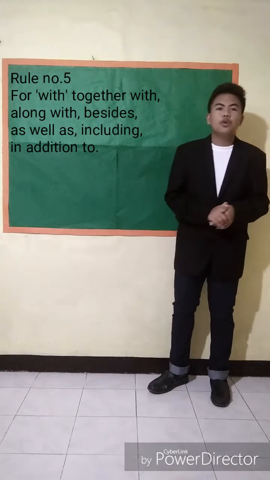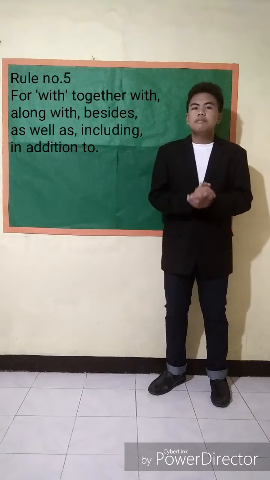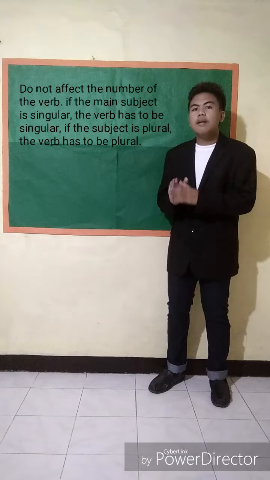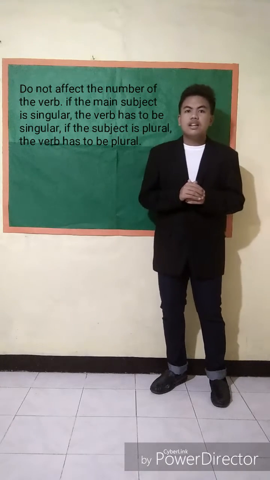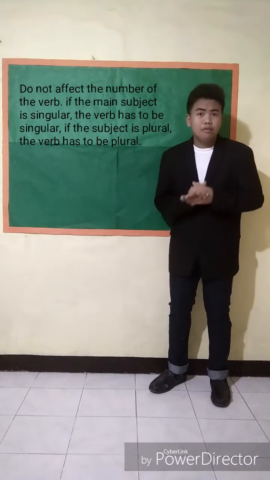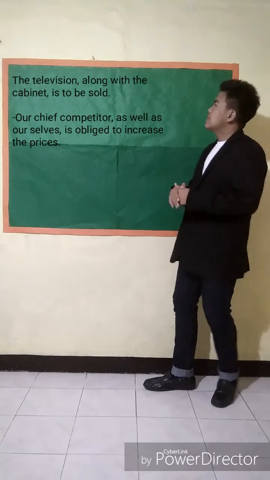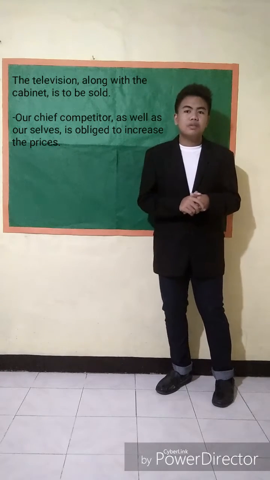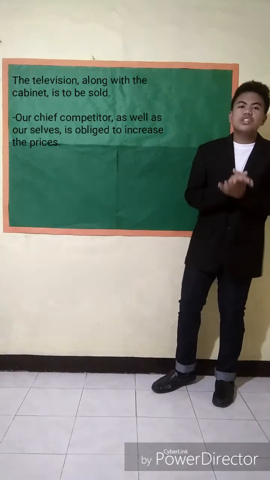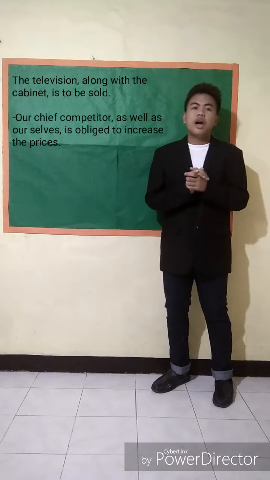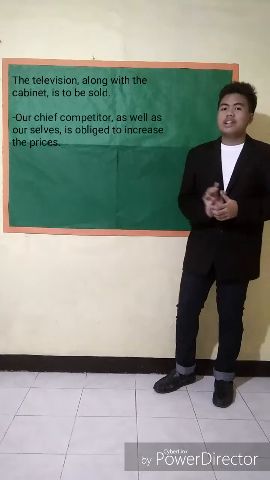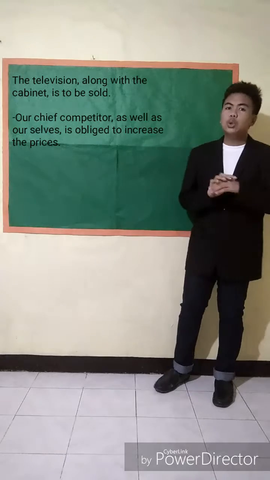On rule number 5, phrases like together with, along with, besides, as well as, including, and in addition to do not affect the number of the verb. If the main subject is singular, the verb has to be singular. If the subject is plural, the verb has to be plural. Example, the television along with the cabinet is to be sold. There's along with in the sentence. Another example, our chief competitor as well as ourselves is obligated to increase the prices. There's as well as in the sentence, using rule number 5.